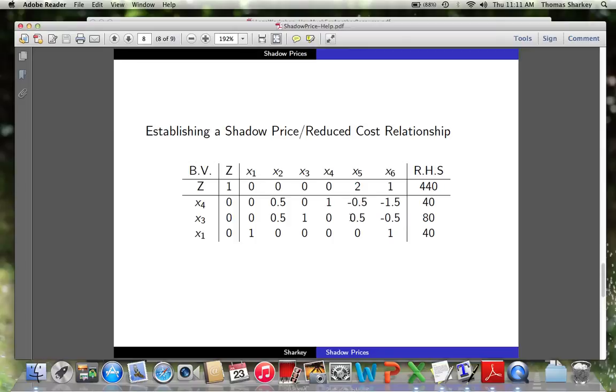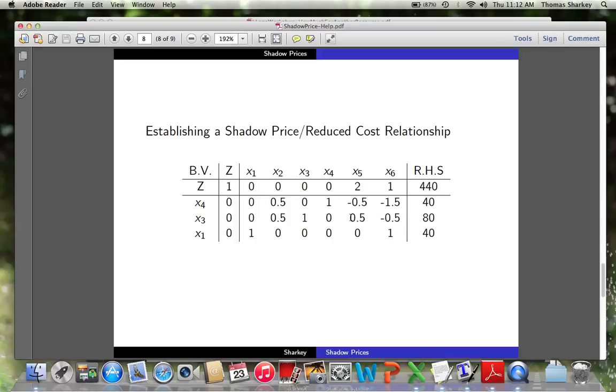Basically, if I were to increase my t demand, so the right-hand side of the last constraint, by 1, x6 will temporarily become increased by 1. I'm going to have to decrease that, and by increasing my basic variables, if I decrease x6 by 1, my objective function is increasing at a rate of 1 per unit.